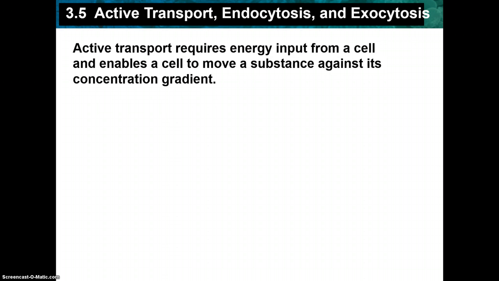Alright, so active transport is going to require some type of energy in order for this to happen. So it requires energy from a cell, and it enables a cell to move a substance against its concentration gradient.